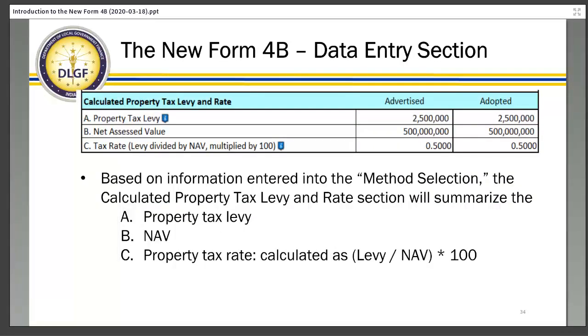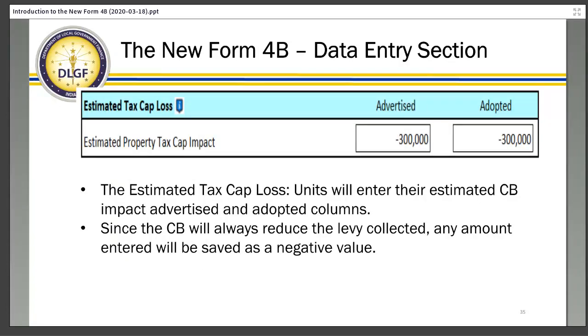Once we've performed that calculation, we will present the information that we've used, the levy, the AV, and ultimately the tax rate, the tax rate that will be certified for the fund. We will lay out all that information so a unit can see it.